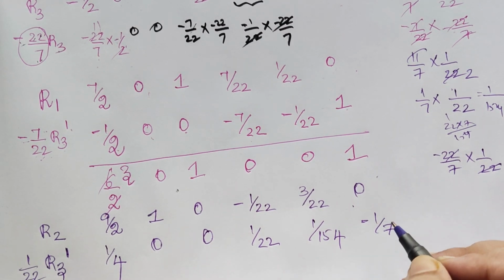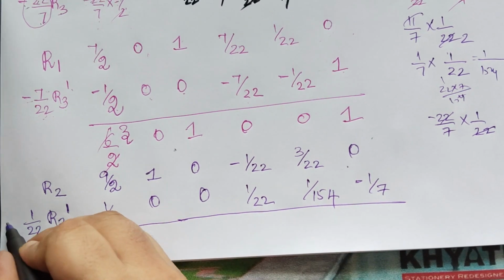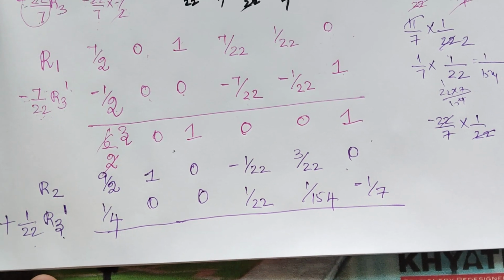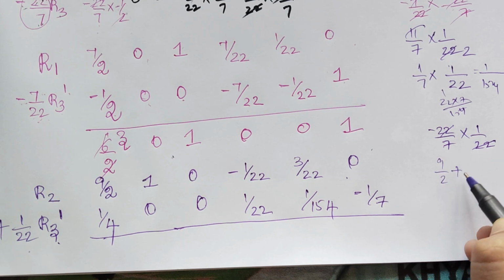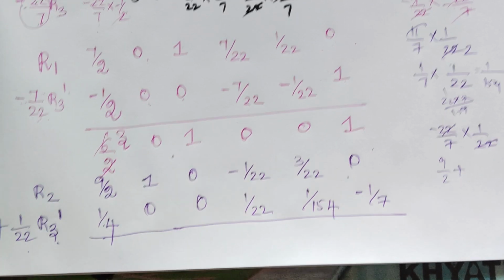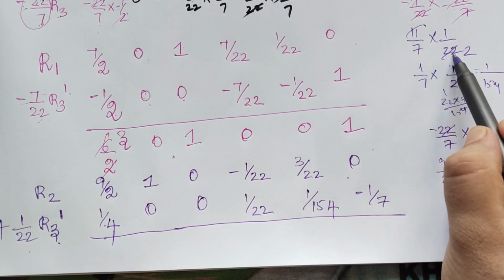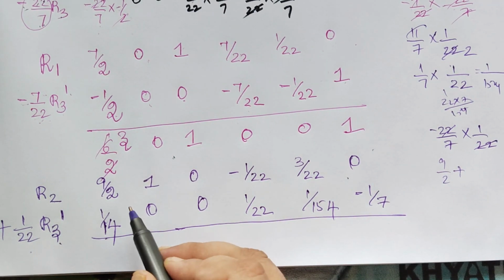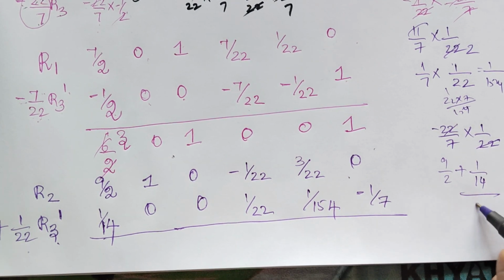Now we will add these two because it is R2 plus 1 by 22 R3 dash. So we have 9 by 2 plus 1 by 14 actually. We got 14 here, because 11 by 7 multiplied with 1 by 22, 2 times 7 is 14. Okay, so 9 by 2 plus 1 by 14. So the LCM is 14.